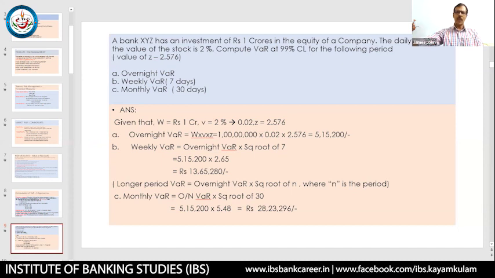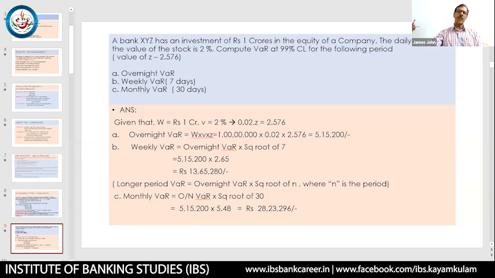That means if today the value of the security is 1 crore, over a period of next 7 days, the value of the security may be up by 13,65,280, or it may be decreased by 13,65,280. That's the meaning.